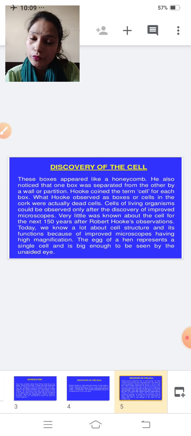Cells of all living organisms could be observed only after the discovery of the improved microscope. Very little was known about the cell for the last 150 years after Robert Hooke's observation. Today we know a lot about cell structure and its function because of the improved microscope having high magnification. The egg of a hen represents a single cell and is big enough to be seen by the naked eye. Is this clear to you?